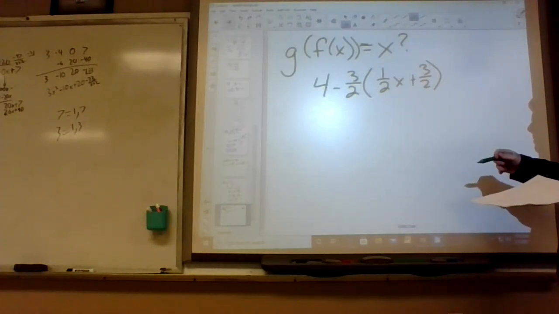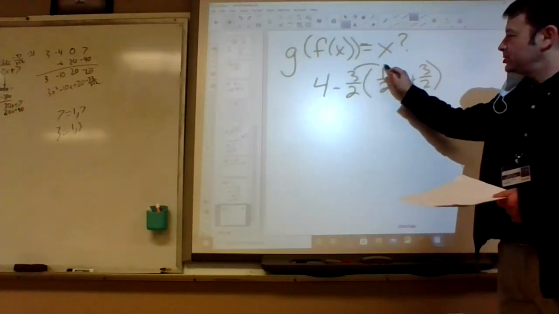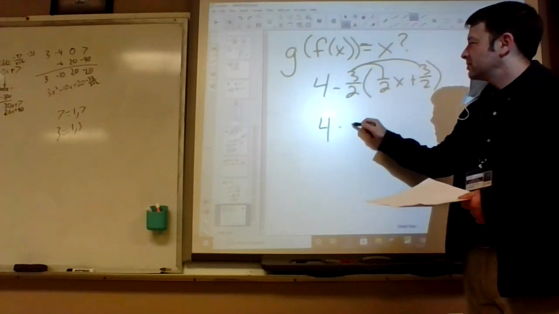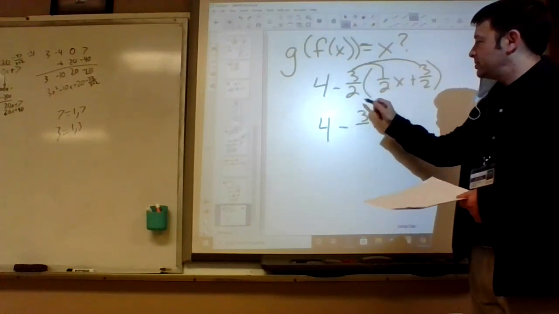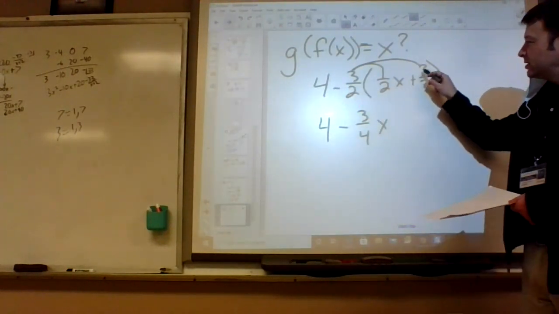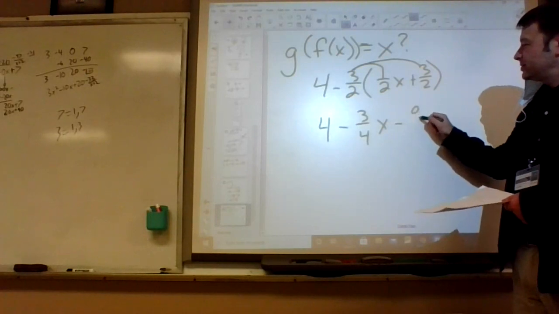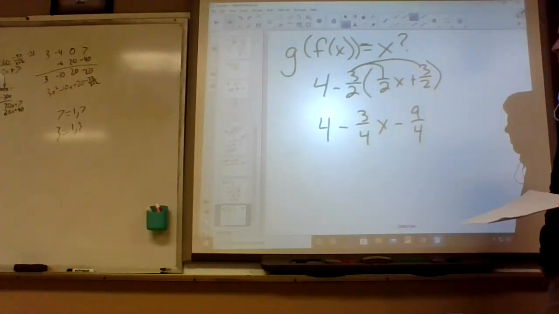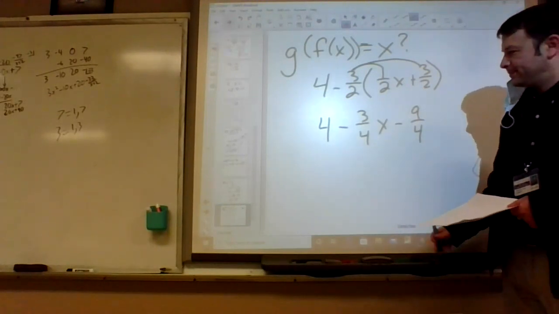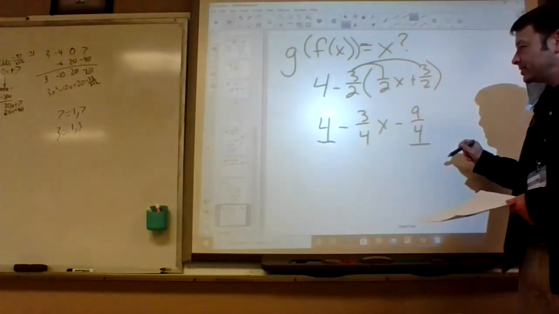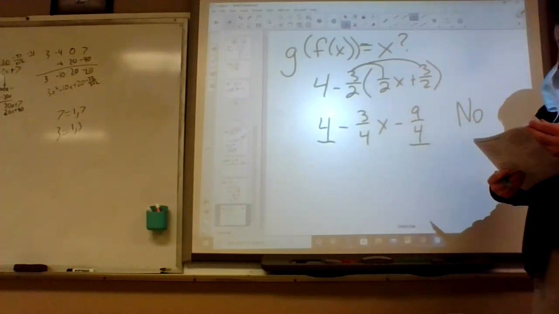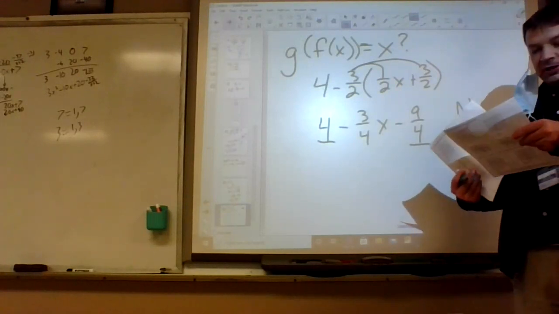So what should I do first? Distribute, the distributive property. Add the 3 times 1, 2 times 2. 3 times 3, 2 times 2. Is this going to equal x? No. Those could simplify, but at this point it doesn't really matter. So, no. Let's see what they just put.